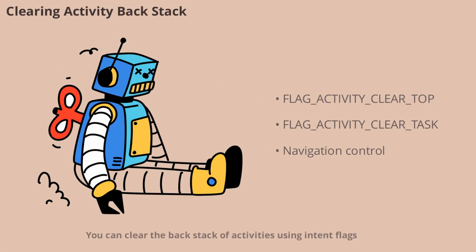You can clear the back stack of activities using intent flags. FLAG_ACTIVITY_CLEAR_TOP removes activities above the target, while FLAG_ACTIVITY_CLEAR_TASK with FLAG_ACTIVITY_NEW_TASK clears the entire stack and starts a new task. This is useful for navigation flows like logging out.